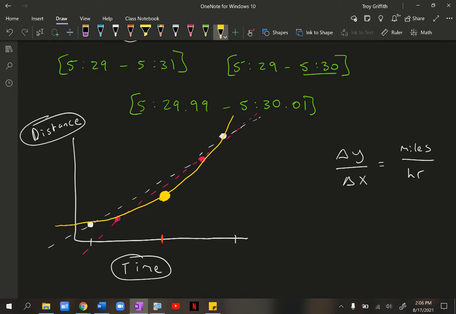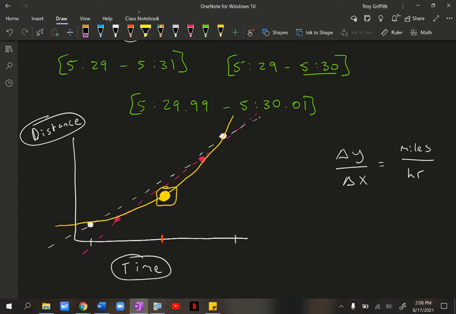Well, the heart of the idea is that we're trying to take these data points and push them as close as possible to this point right here. If we can do that, we're going to get more and more accurate estimations of exactly what's happening at that point.